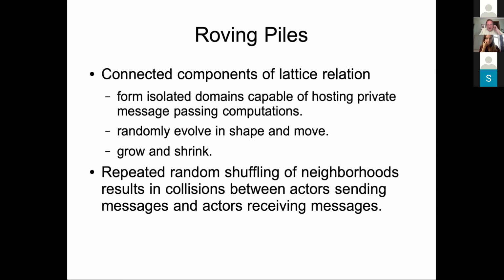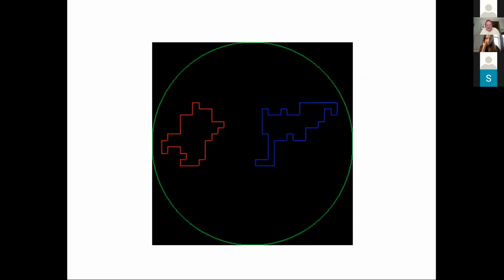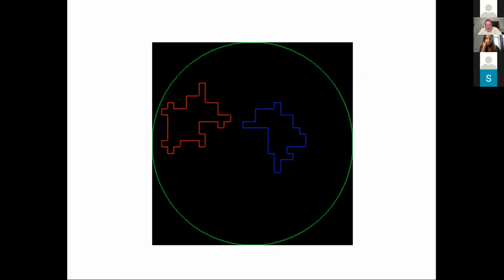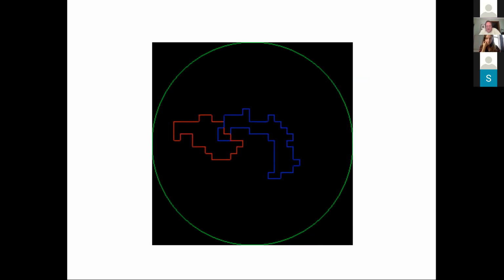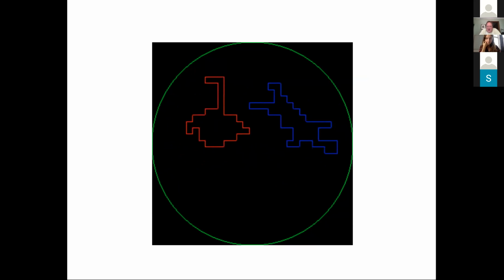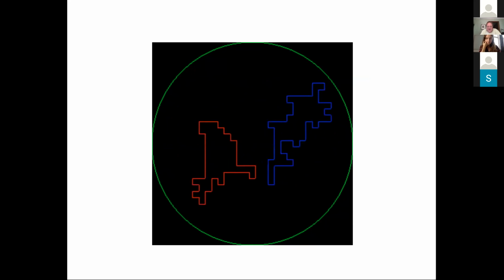The domains, the footprints of these piles, evolve in shape and move, they grow and shrink. But moreover, there's internal diffusion within the domains themselves, and that drives the computation, because the computation in some sense is diffusion driven within these roving piles. As actors come into the neighborhoods of other actors which match their preconditions, computation progresses. So this shows you just the stochastic motion of 2 of these roving piles. And so you can see they look very lifelike. This is not a static thing at all. This is a very dynamic computation.